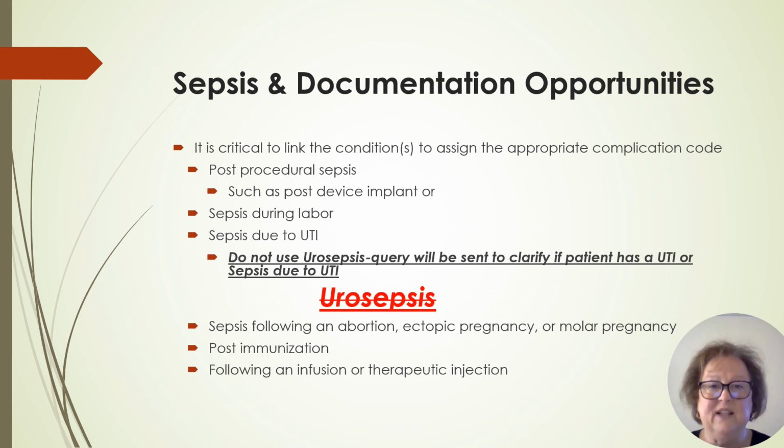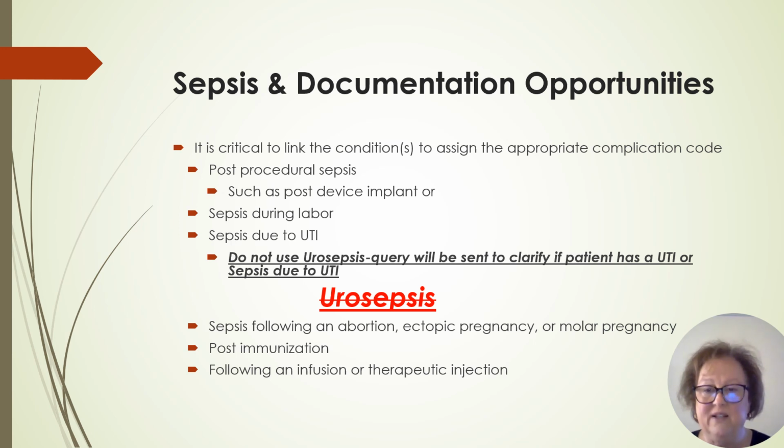It is critical to link the condition to the appropriate complication code, such as post-procedural sepsis related to a device implant, or any other situation like a pacemaker, a defibrillator, an implant for a hip. Did they have sepsis during labor, sepsis due to a UTI? Please, please, please do not use the term urosepsis. A query should be sent to you because it is not a term that can be coded.